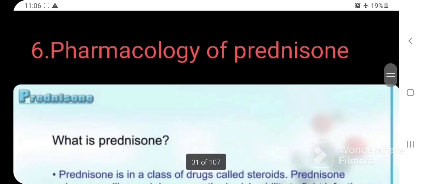Next one is the pharmacology of prednisone or prednisolone. These are synthetic steroids. Synthetic means man-made steroids.